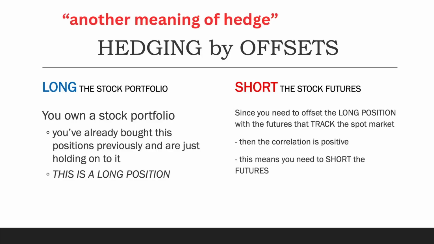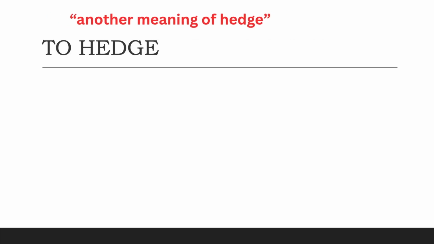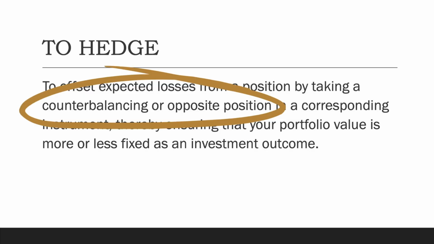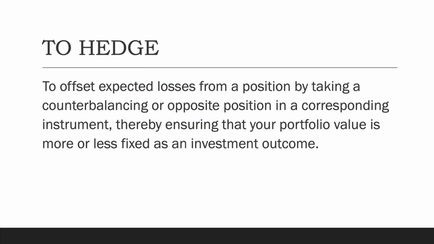Note that here we are using another meaning of the word hedge. Yes, you're hedging by fixing the price to buy or sell in the future, but you're also hedging by offsetting expected losses in the spot with gains in the futures. So here to hedge means to offset expected losses from a position by taking a counterbalancing or opposite position in a corresponding instrument, thereby ensuring that your portfolio value is more or less fixed as an investment outcome.